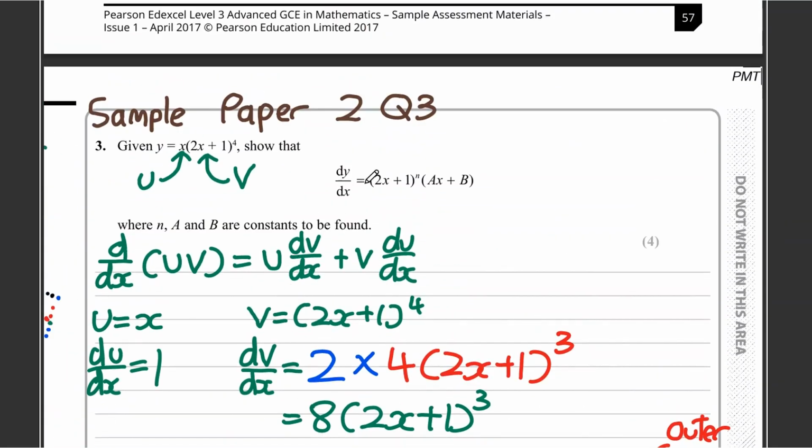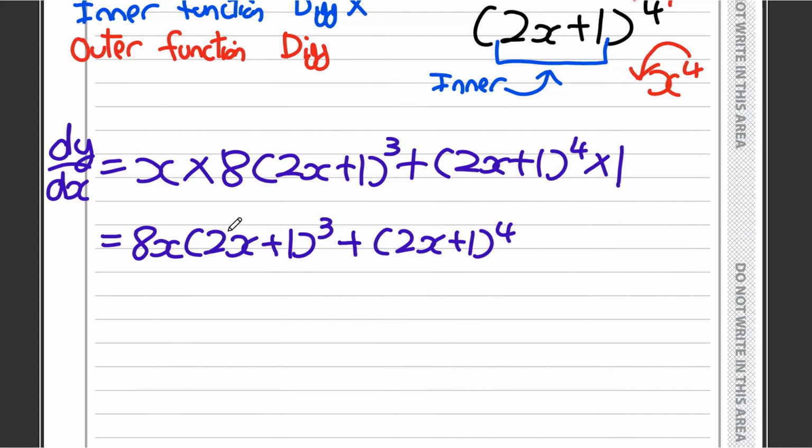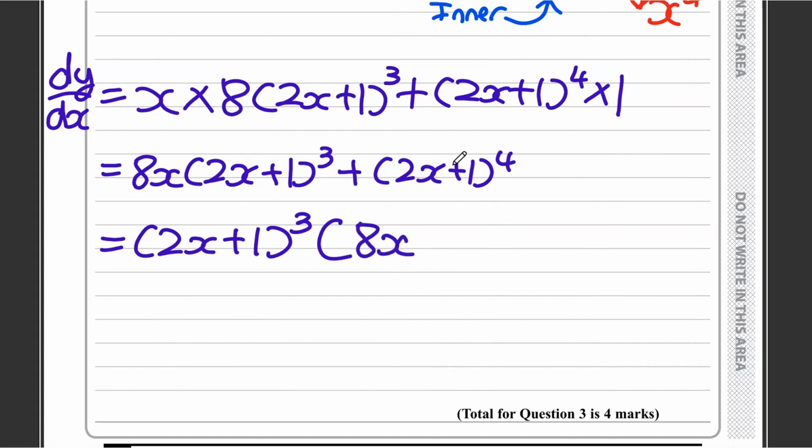Now we need to write this in the format where we have this (2x plus 1) to the power of n factorised out. Now if you look at these two terms here, we can factorise out (2x plus 1) to the power of 3 from both of these terms here. So it's going to be (2x plus 1) to the power of 3. If we factorise out (2x plus 1) to the power of 3 from this term here, we're just going to be left with 8x, and if we factorise out (2x plus 1) to the power of 3 from (2x plus 1) to the power of 4, we're going to be left with 2x plus 1 like this here.